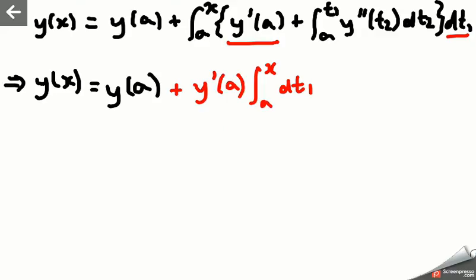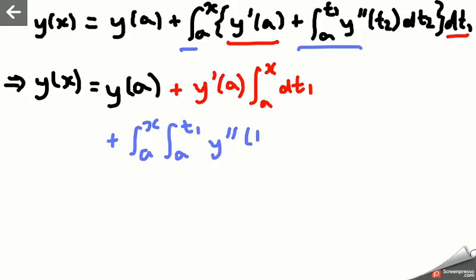Now, the other part, so this part here, plus the integral from a to x of the integral from a to T1 of y prime prime of T2 dt2 dt1. Okay, so again, you can follow backwards if you got a little stuck there. I don't blame you. I still think it's confusing, but it all works. You can prove that it all works.